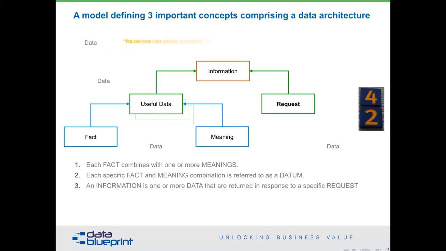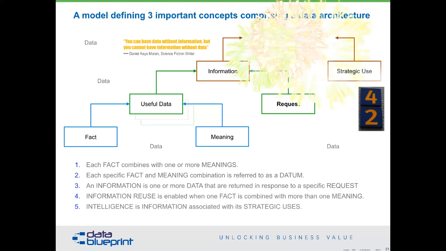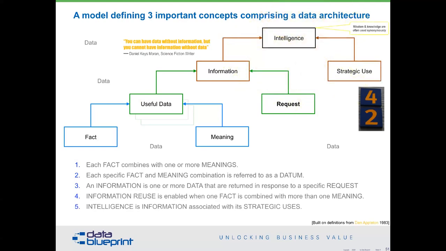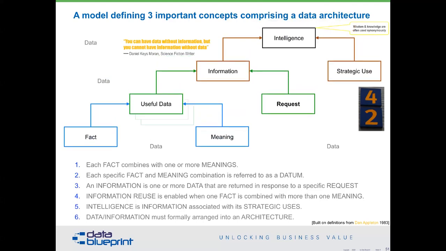Now, hopefully you can see at this point that you can have data without information, but you cannot have information without data. And even that was not enough. We had to go one level further, because until we understand how people use that data, we really have no ability to value what's going on. Because while users are good with requesting things, they don't necessarily understand how they're used in the larger context. So what I'm showing you here is actually an architecture describing, in this case, how useful data can be converted to information in response to a request, but it really becomes useful to the organization once we have gotten to the point of understanding its strategic use and all that.